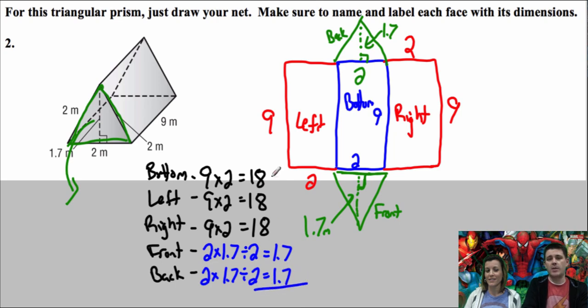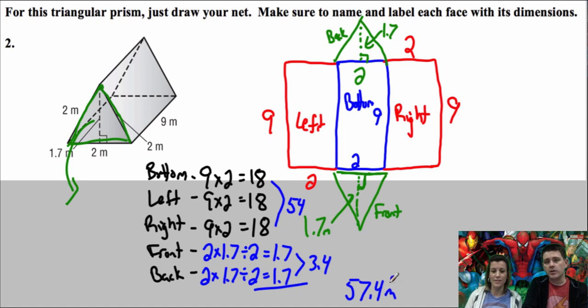Now we go ahead and add them up. Mrs. King pointed out that these 3 together give us 54. These 2 give us 3.4. So altogether we get 57.4. We're dealing in meters, so meters squared.